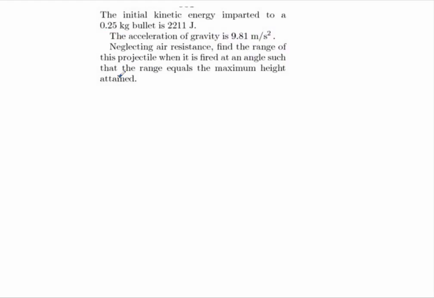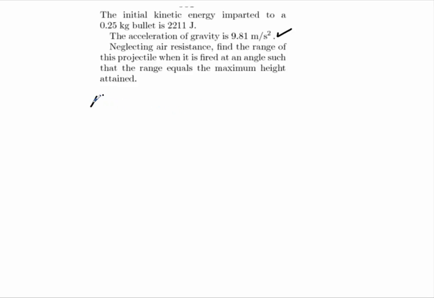This is Dr. Holt. This problem is number 8. I want to go over this one. You have an initial kinetic energy imparted to a 0.25 kilogram bullet of 2211 joules. Here we want to neglect air resistance. We're going to find the range of this projectile when it's fired at an angle such that the range equals the maximum height obtained, and they use the acceleration of gravity as 9.81 instead of 9.8.